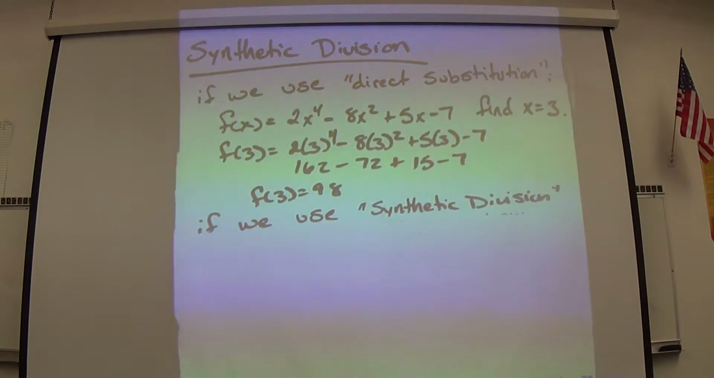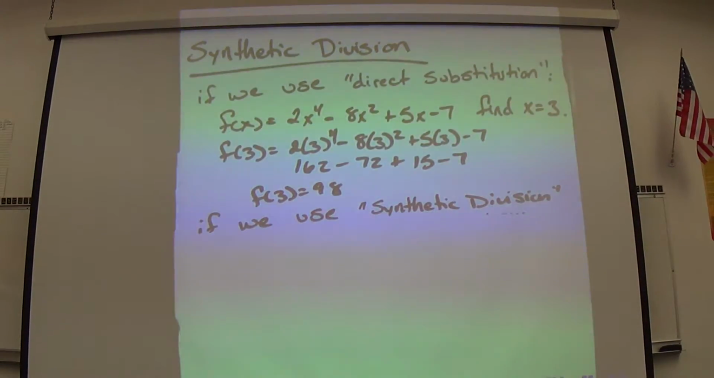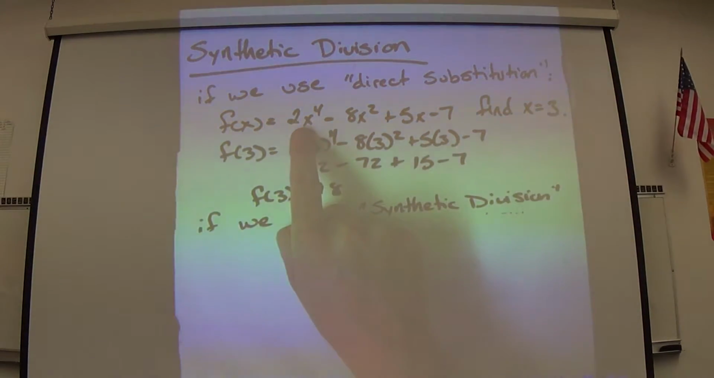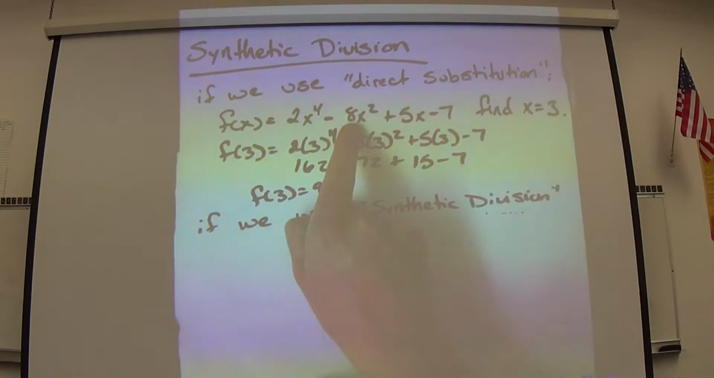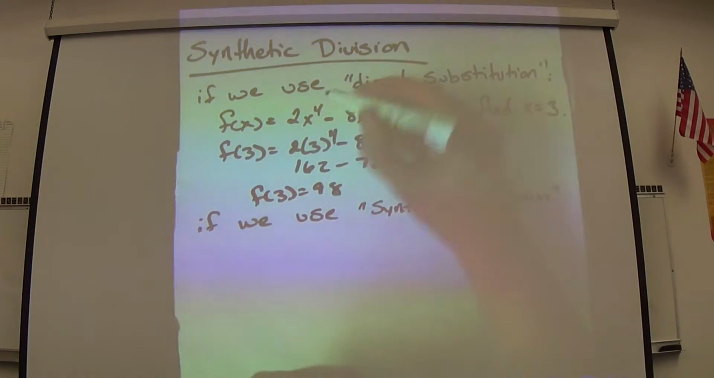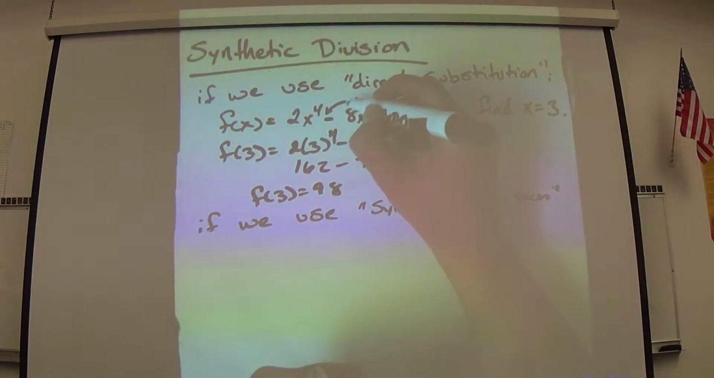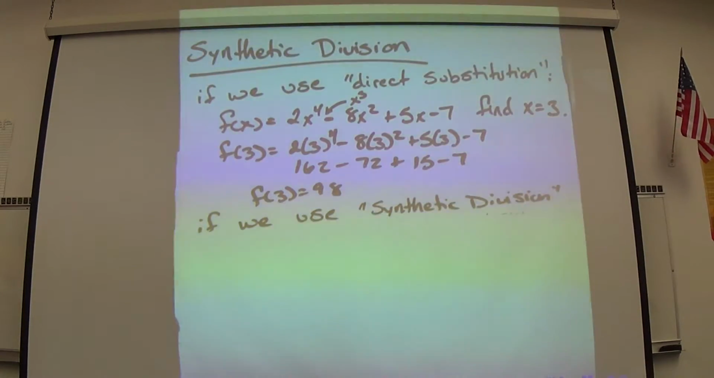Looking at my problem, do I skip an exponent? Yeah, I skip x to the 3rd. So I start x to the 4th. If I start with 4, the next one should be x cubed. It's not. So right here, we're skipping x to the 3rd. Does that make sense?